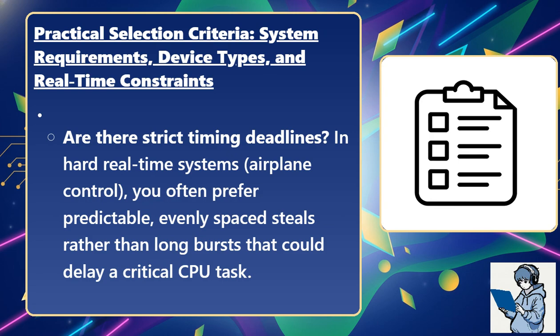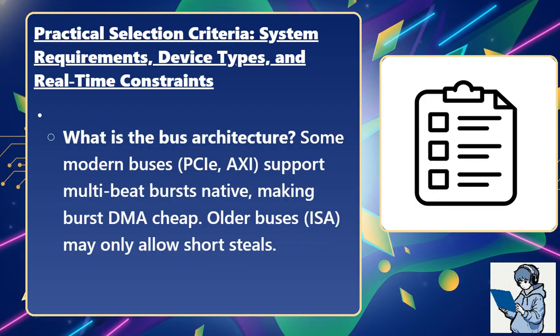In hard real-time systems, such as airplane control, you often prefer predictable, evenly spaced steals rather than long bursts that could delay a critical CPU task. What is the bus architecture? Some modern buses, PCIe and AXI, support multi-beat bursts natively, making burst DMA cheap. Older buses, such as ISA, may only allow short steals.